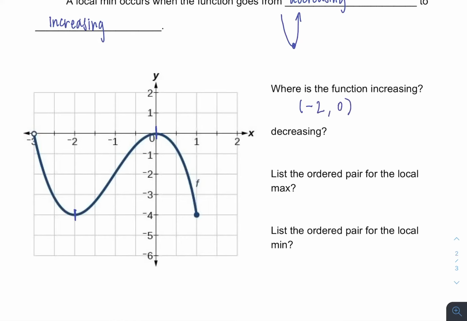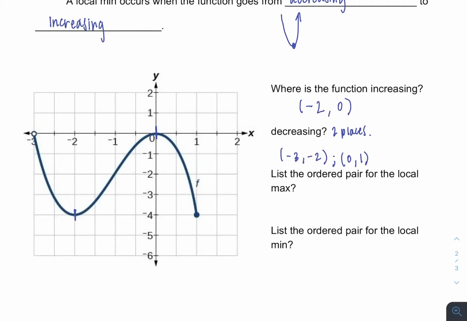All right, we're going to pause the video here, and you're going to say everywhere it's decreasing. Here's a hint, it's in 2 places. All right, then I guess I should give the answer for that. So it's going to be from -3 to -2 is where it's decreasing, and then again from 0 to 1. And again, you're listing the x values for those.